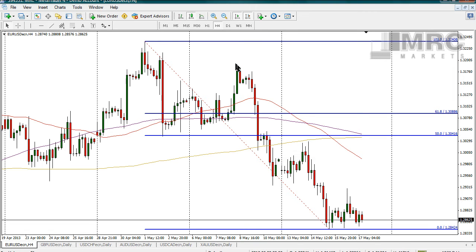So it'll be interesting to see if we do get a bounce. Of course, it could just get capped by this 50 SMA on the 4-hour and come back down. But yeah, that's what I'm looking at on the Euro dollar.